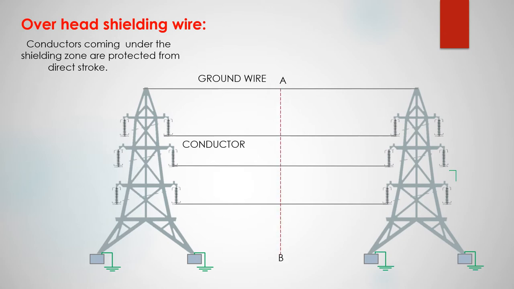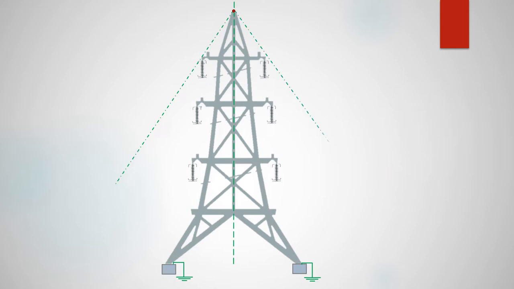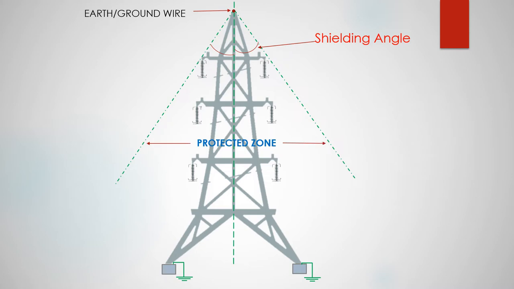Let us imagine a vertical line AB. On both sides of this line AB, lines AC and AD are drawn at an angle alpha across the earthwire. This angle alpha may be 30 degrees to 40 degrees, which we call the shielding angle. Protection of insulation from lightning surge is generally wanted within this protective zone. The zone acts as an umbrella.